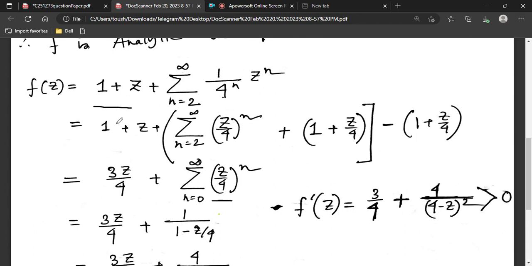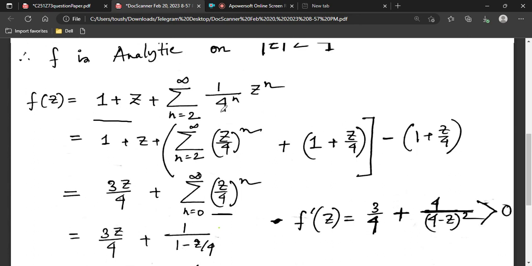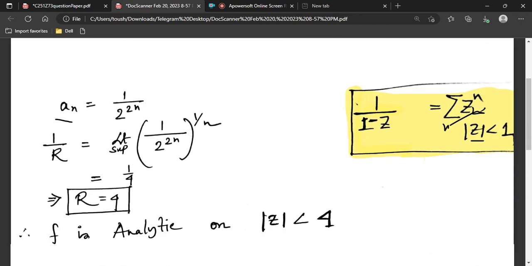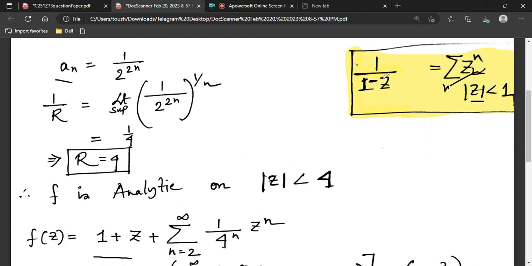Look, if this is your f, now you know, it looks like summation z to the power n. Like if I write it as summation (z by 4) to the power n, do you remember any rule like this, summation z to the power n? See this, summation z to the power n, where n is 0 to infinity, is 1 by 1 minus z, but when mod z is less than 1, right?